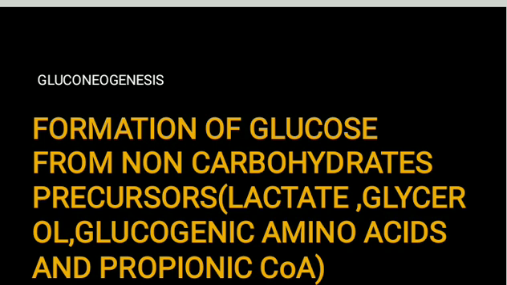So the formation of the glucose from non-carbohydrate precursors is known as gluconeogenesis. The most important precursors are lactate, glycerol, glucogenic amino acids, and propionyl CoA. First of all, we will see how pyruvate is converted into the glucose molecule, then how glycerol is converted, how amino acids are converted, how propionyl CoA is converted.